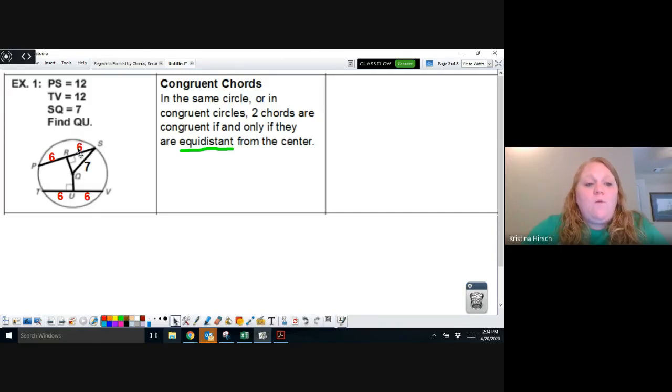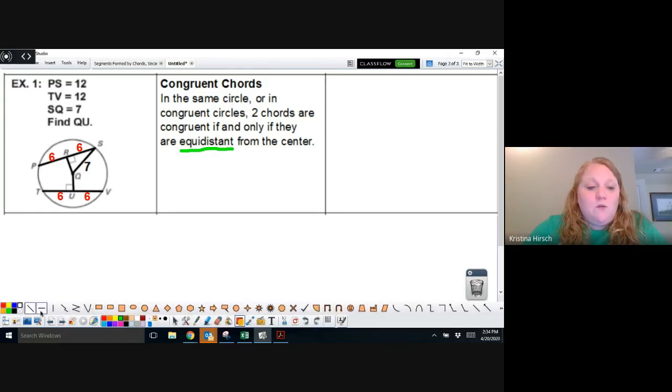Well, now we know that if this is 12 and this is 12, then those chords are congruent. And the property here says if two chords are congruent, they're congruent if and only if they are what? Equidistant from the center. So they're telling us that SQ is 7 and they want us to find QU. Now, I don't know what QU is, but I do know that QU is congruent to RQ, because if those two chords are congruent, then those two pieces right here have to be equidistant.